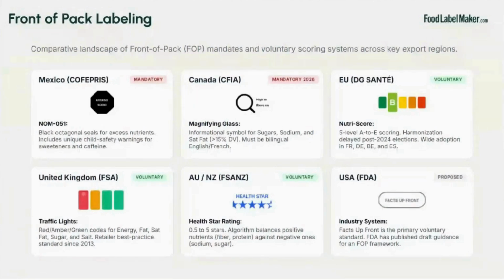And lastly, we move forward to the FDA. The US currently has no mandatory front of pack systems, though the FDA has published a draft guidance and has signaled interest in an FOP framework, but no rule has been finalized yet. So this is still a work in progress that we will make sure to update you on whenever it becomes an officially legal FOP label.